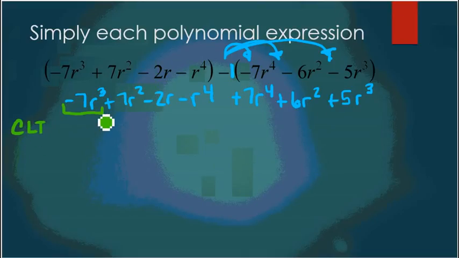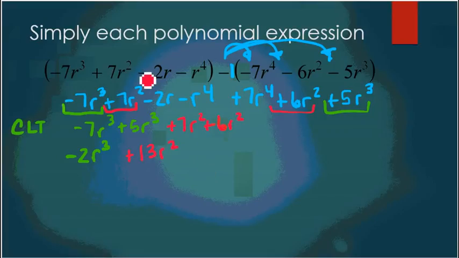Let's look. Is there another r cubed term? Not here. Oh, right there. So we take negative 7r cubed plus 5r cubed, which is negative 2r cubed. Next, we are going to tackle my r squareds. Is there another r squared? Certainly is, right there. So I take plus 7r squared plus 6r squared. 7 plus 6 is plus 13r squared.